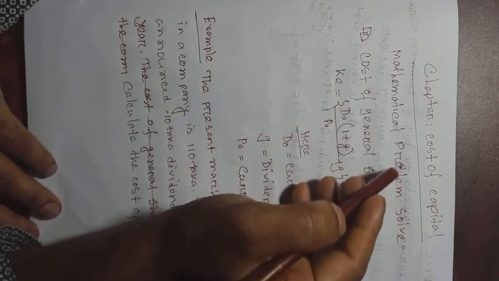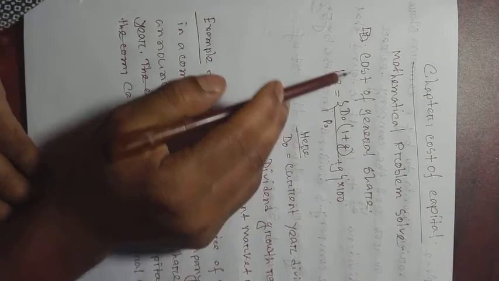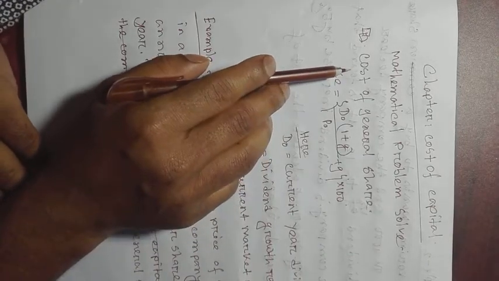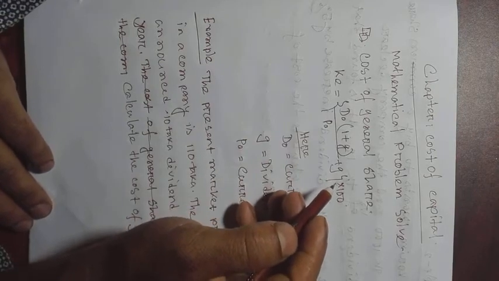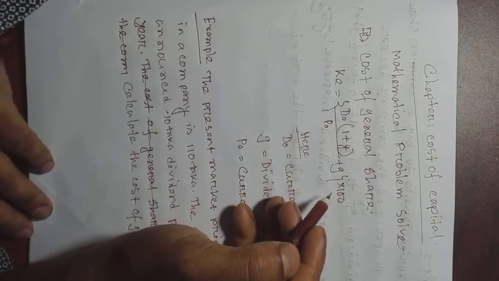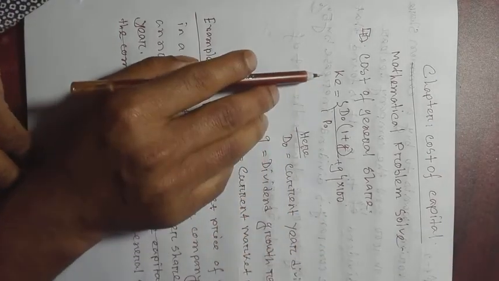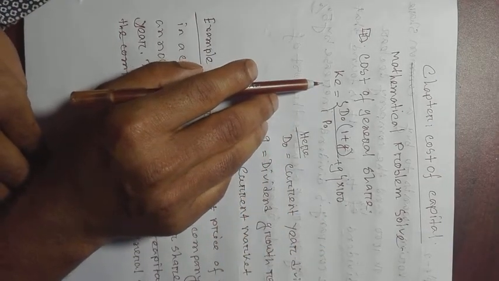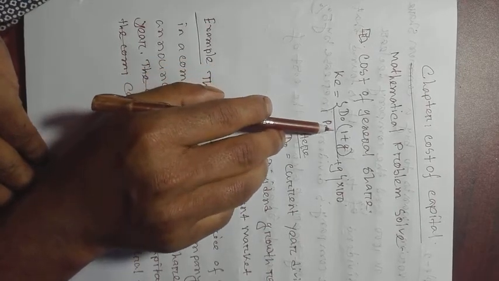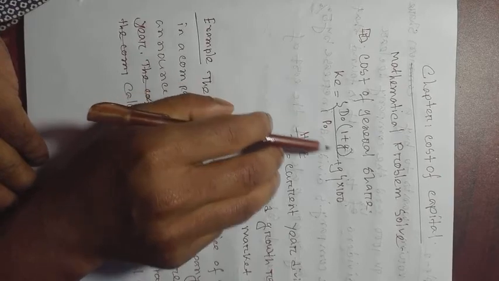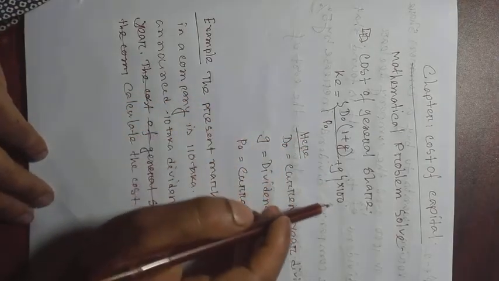The chapter name is cost of capital. Now the mathematical problem solving. At first, the formula of cost of general shares. Its another name is cost of common share. Here the K is equal to the cost of equity, or cost of general shares. K is equal to D0 bracket 1 plus G, divided by P0, plus G, into 100.